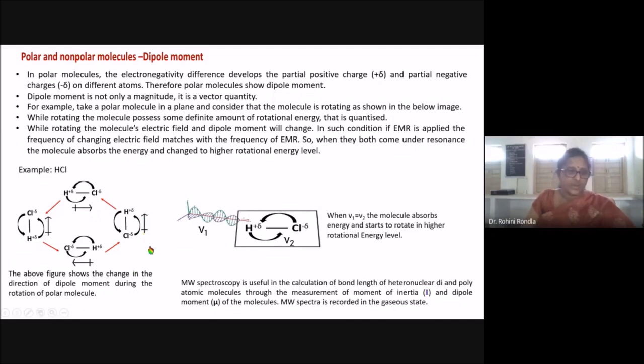Actually, this one is wrong. It should be in the downside. And this is right, this is also right. This arrow is wrong. This dipole moment should be downside, towards chlorine. The arrow mark should be towards the chlorine side. So from this figure you can understand the dipole moment values. The dipole moment direction is changing. Okay, and the electric field is also changing.